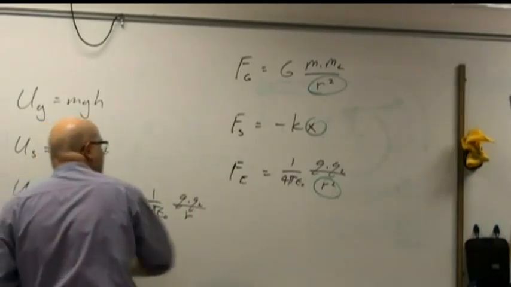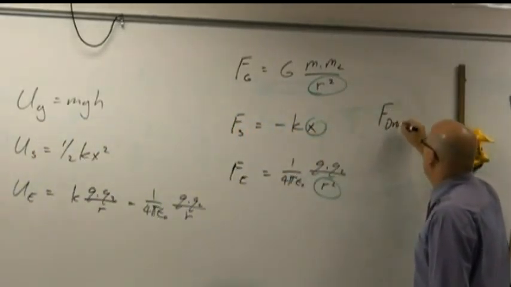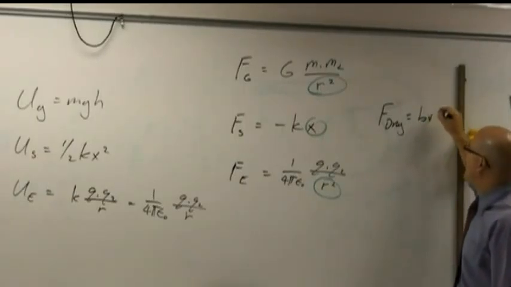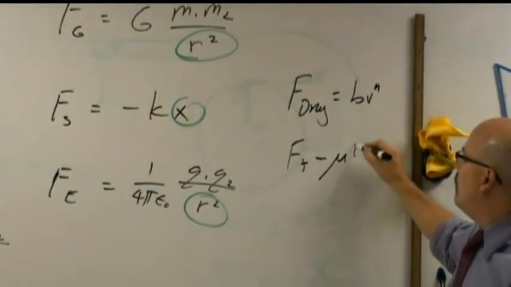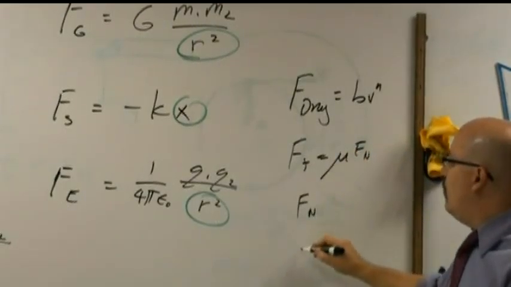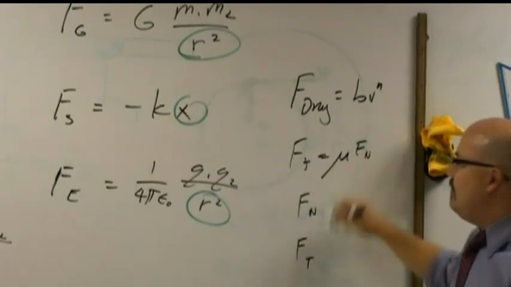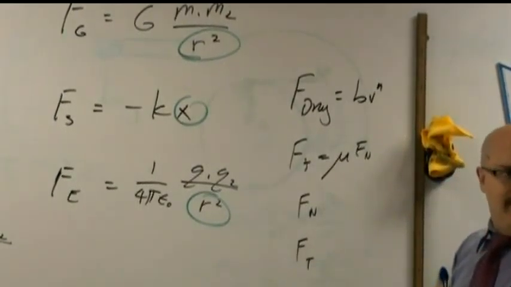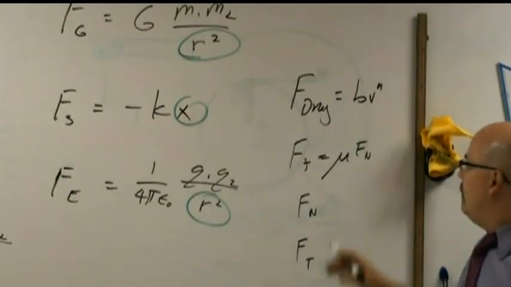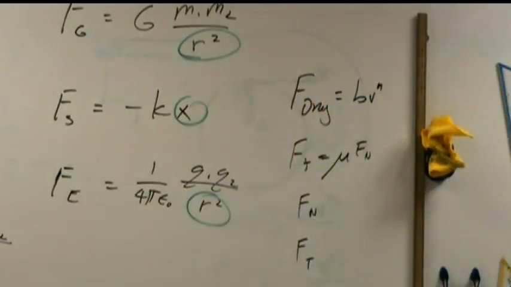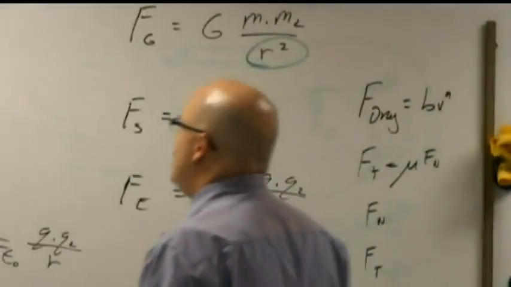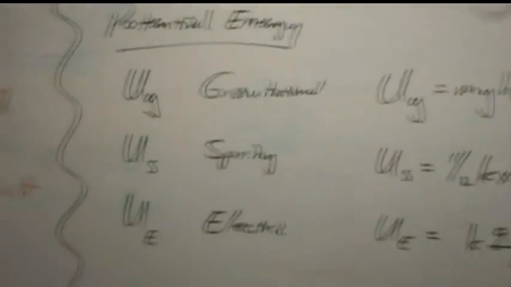Other forces do not, like drag, which is bv to the n power, or force of friction, which is mu times normal force, or normal force, or tension, or any of these other ones. Some of these don't even have equations, at least at this point in our lives. So if they don't have a function of location, then there will not be a potential energy associated with them. It's as simple as that. So since we remember our potential energies from last year, how do we get potential energy?